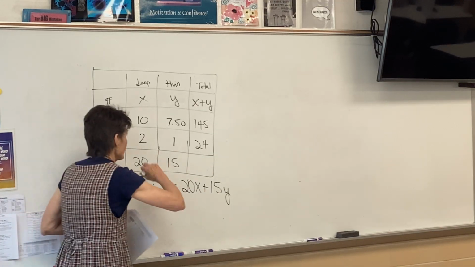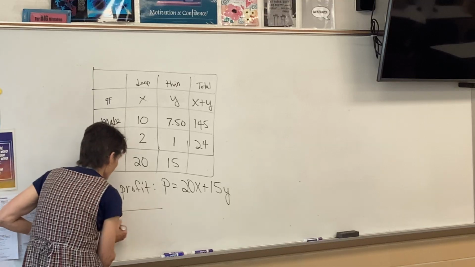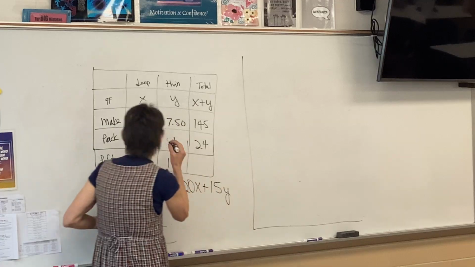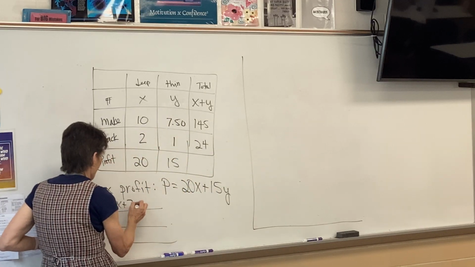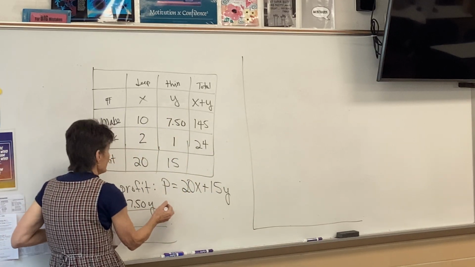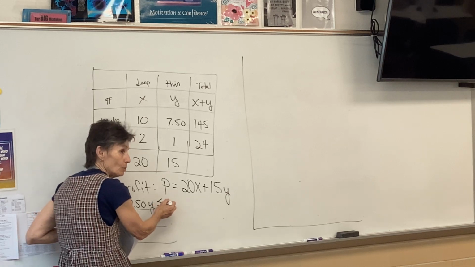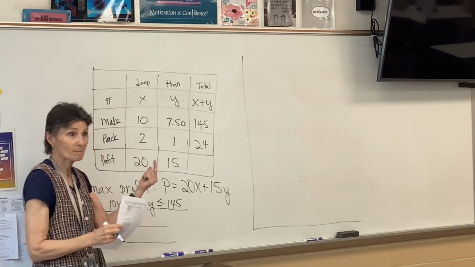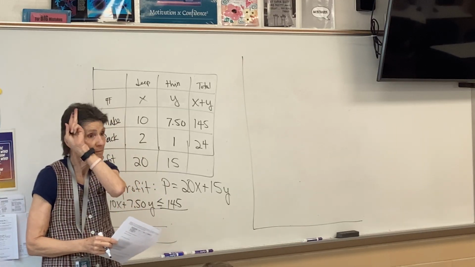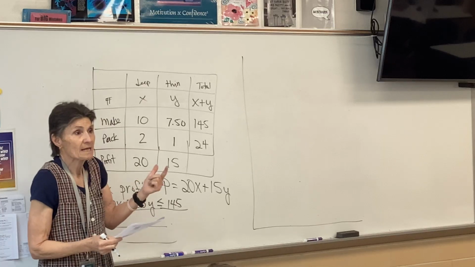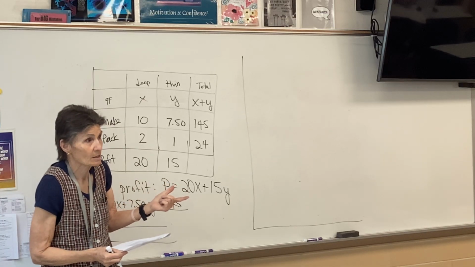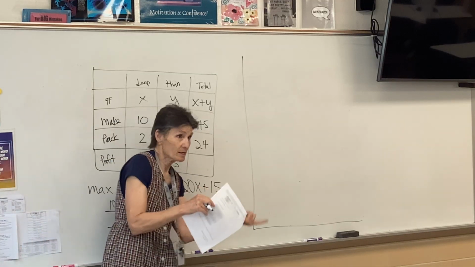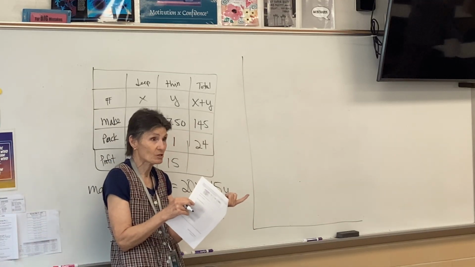All right, now what are my constraints? These are the things I'm going to graph. 10x plus 7.5y is less than or equal to 145. Now, why is it less than or equal to? Because sometimes it's greater than. Why is it less than? I only have $145. So whatever I spend has to be less than or equal to 145. Does that make sense to you?